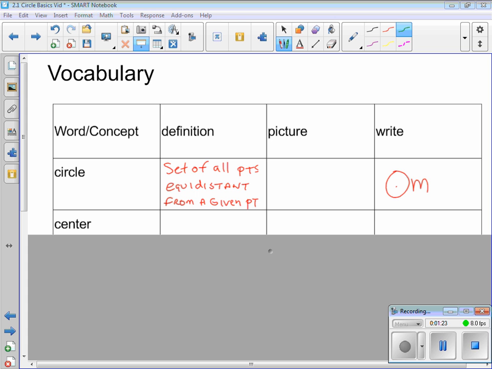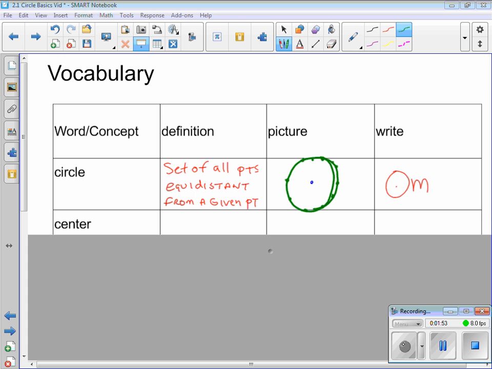Circle: it's the set of all points equidistant from some given point. If I had some point here and I wanted all the points equidistant from it, let's say 3 inches away, here's a point that's 3 inches away, and here's another one, and another one. Basically a circle is all the points that are exactly the same distance from some point. They just keep adding up, and before you know it, we've got ourselves a circle.